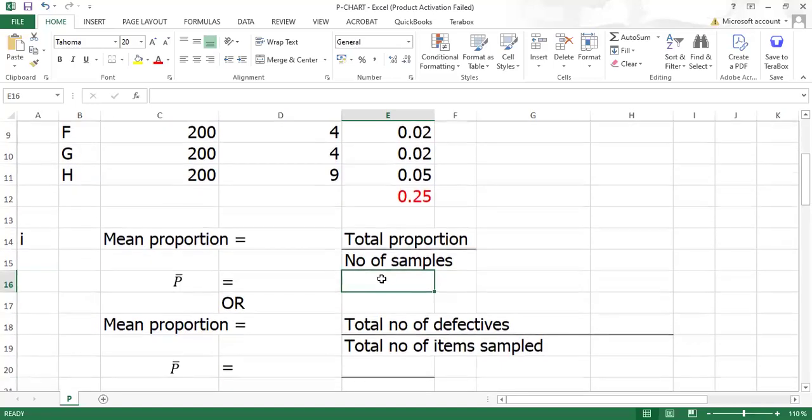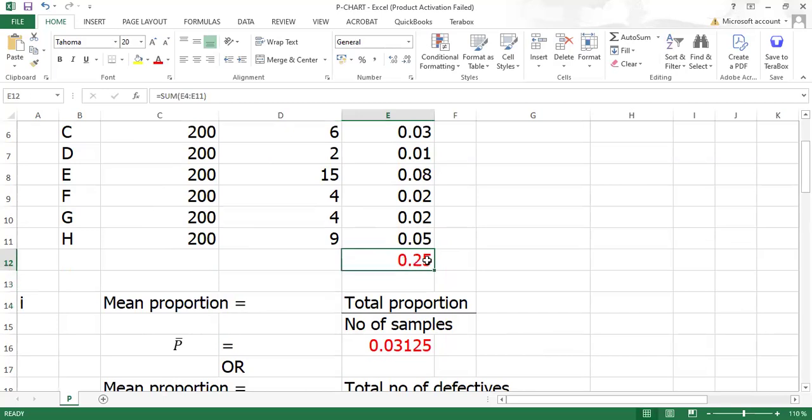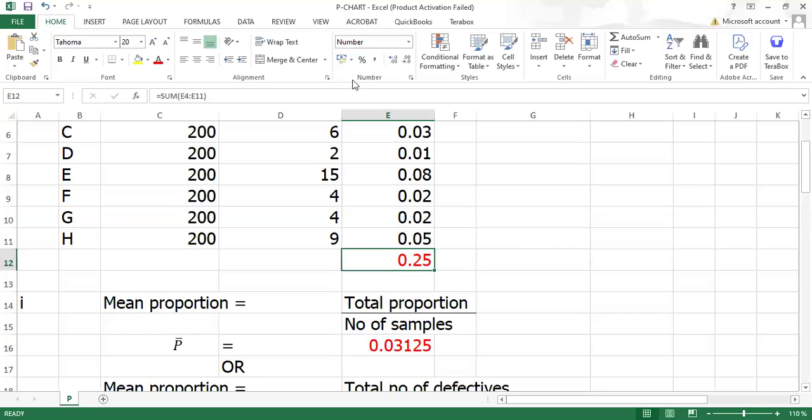So we take our total proportion and divide by the number of samples, 8, and that is our mean proportion. The total proportion, which is 0.25, is divided by the number of samples. There are 8: 1, 2, 3, 4, 5, 6, 7, 8. So that's how you get the mean proportion.